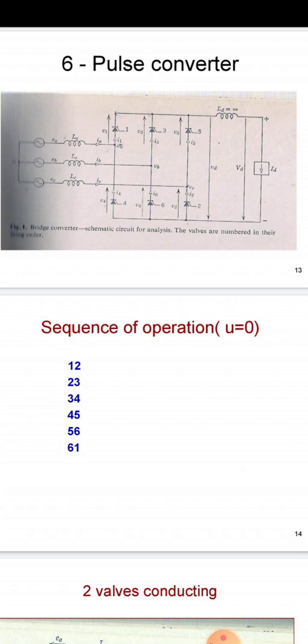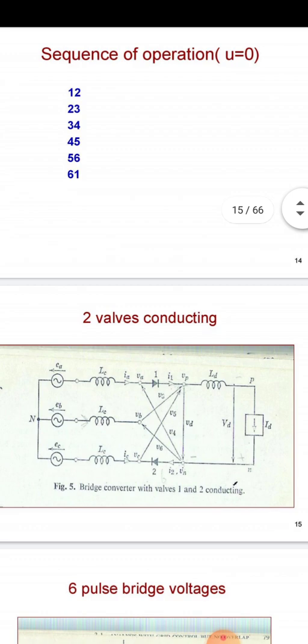The sequence of operation is given here. Then this is the 2-valve conducting mode. This 2-valve conducting mode shows the operating region of the VSC in the s-plane. The star to delta connections intersect, with the conducting origin connected across two thyristors. This is 2-valve conducting.